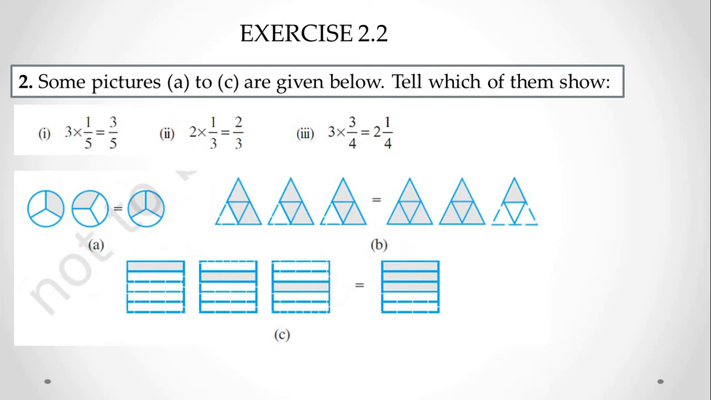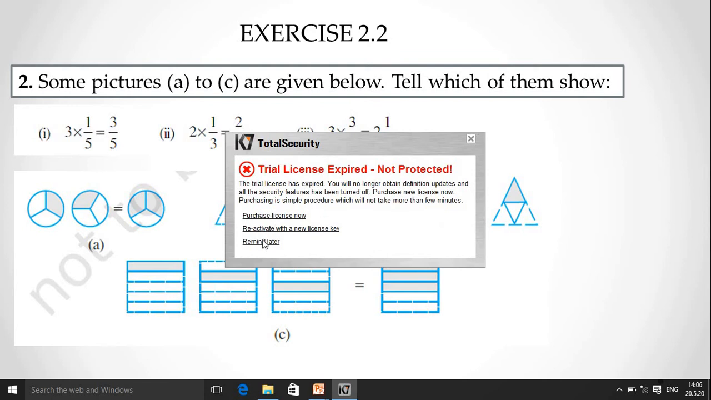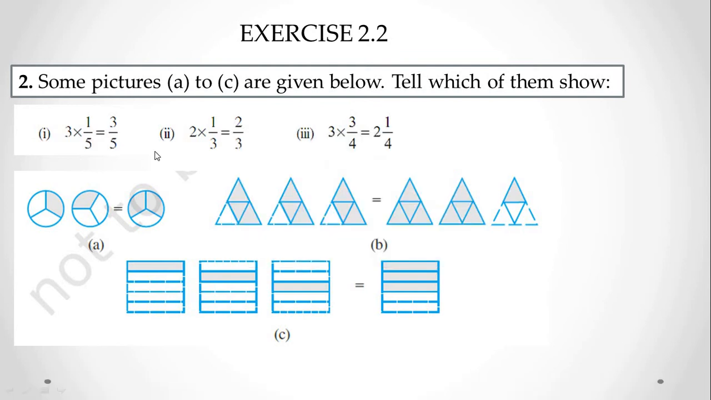Now we are in question number 2. Some pictures are given below, tell which of them show. So again it is a match the pair question. So 3 into 1 upon 5 is nothing but 3 upon 5, multiplication is there. First, the number 3 means 3 repetitions of the figure are there. So here the figure is repeated 3 times. So the answer of the first one will be either B or C. But here 3 upon 5 means out of 5, 3 parts are selected. That is the additional information.